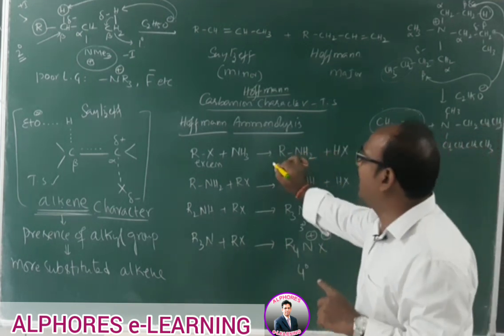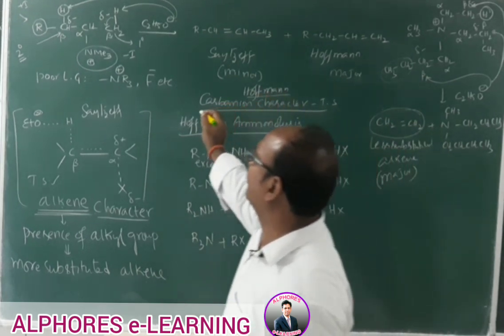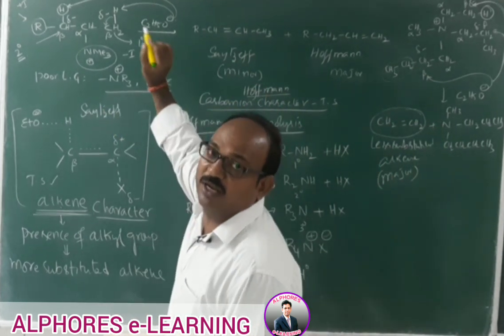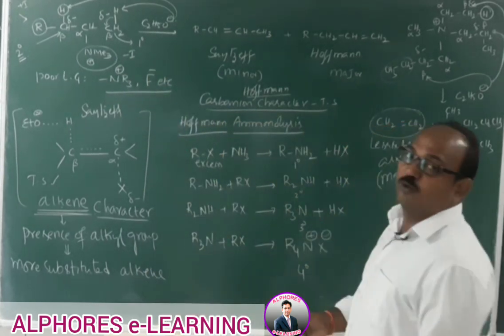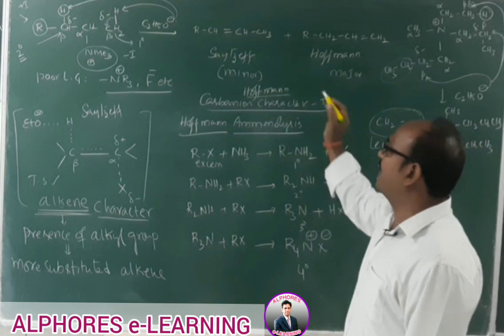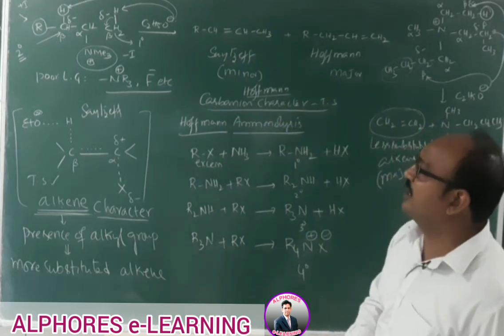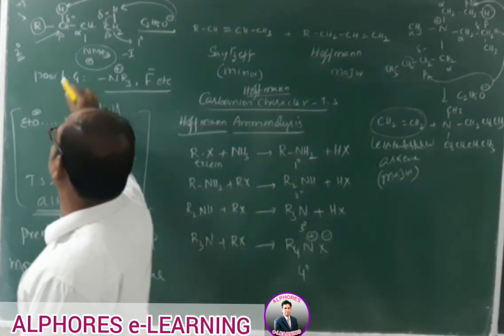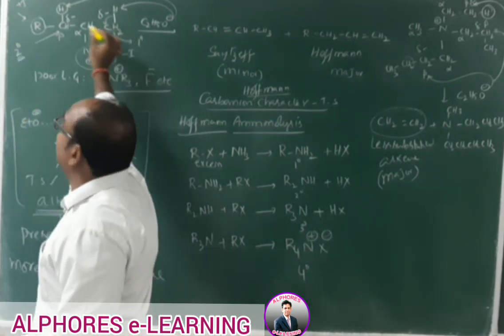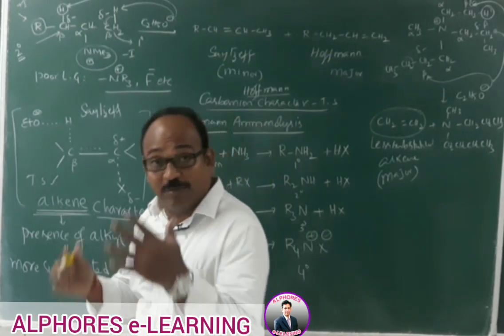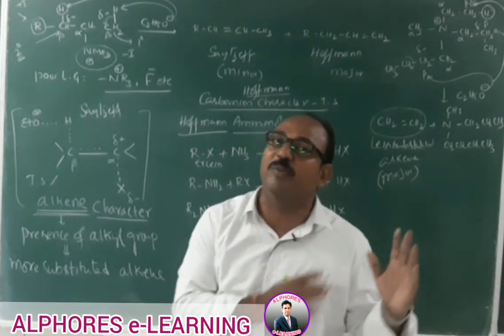In that case only we are getting Hofmann elimination. Poor leaving group means what? I will just discuss quaternary ammonium salts and F. So these are poor leaving groups. In such a case, we are getting a carbanion character transition state. Because of the carbanion character transition state, not like an alkene character transition state, here which carbanion can be stabilized? From that carbanion, we are getting the major product.